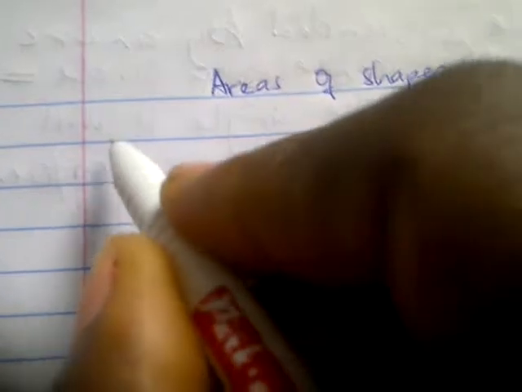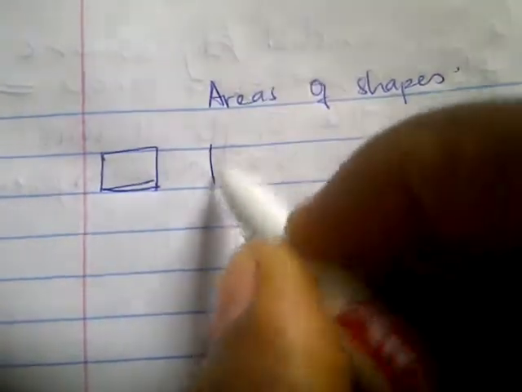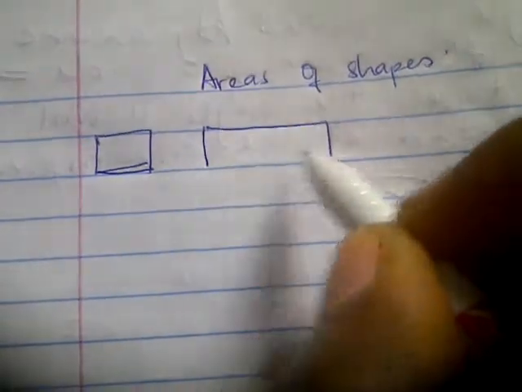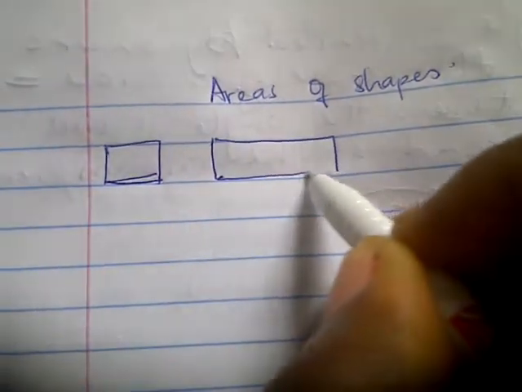Now we're going to talk about areas of basic shapes. Okay, now we have a square, and you know a square has all sides equal. Okay, now we have a rectangle. A rectangle has opposite sides equal.